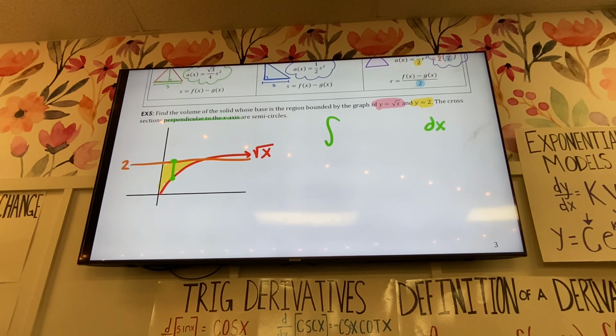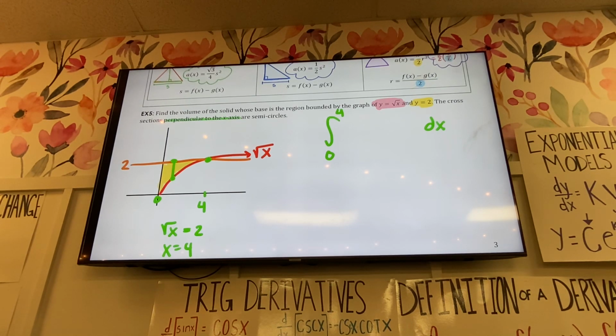So when you're doing your bounds, and I kind of noticed this on your test, it has to be an x bound. So your bound is not going to be from 0 to 2 because this is a y number. So everything has to be in terms of x. So I know I'm starting at 0. What is the x number? 4. Yeah, 4. Because when you set the square root of x equal to 2, you get x equals 4. So you got to find your x bound. So we're going to go from 0 to 4.